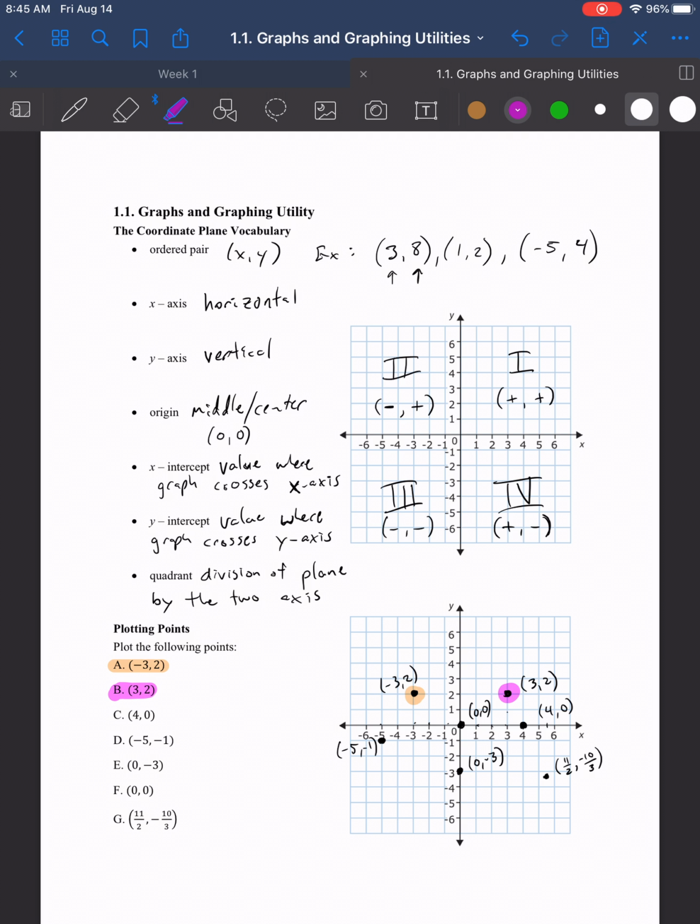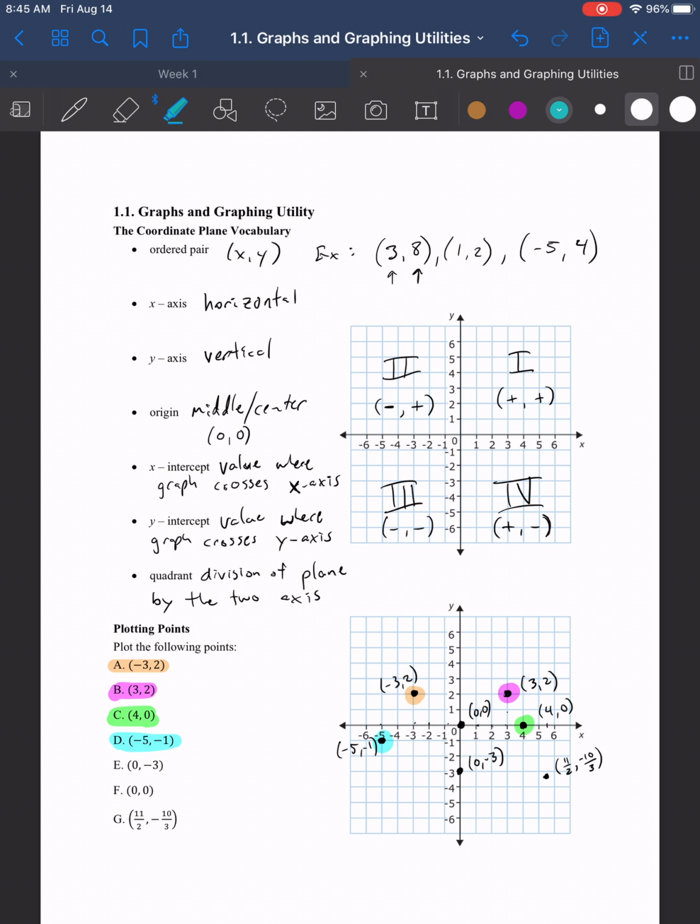Next, (4, 0) is going to be 4 on x and 0 on y, so we're just going to go 4 on x right to that point, and that'll be that one. I don't know if I'll have enough colors to color all these. (-5, -1), that's -5 on the x and -1 on y, and that takes us to that point right there.